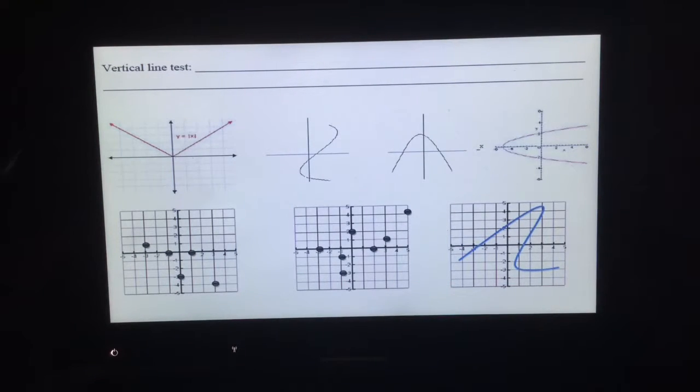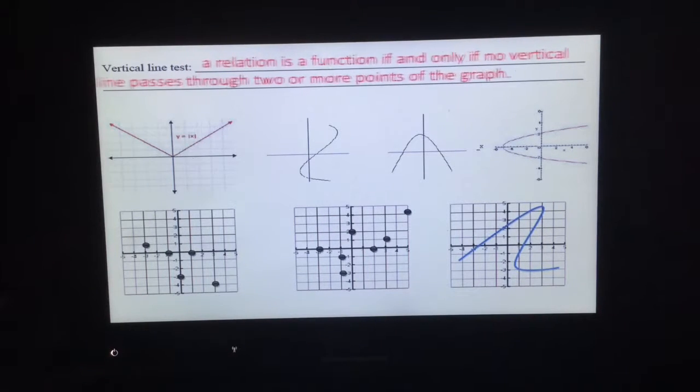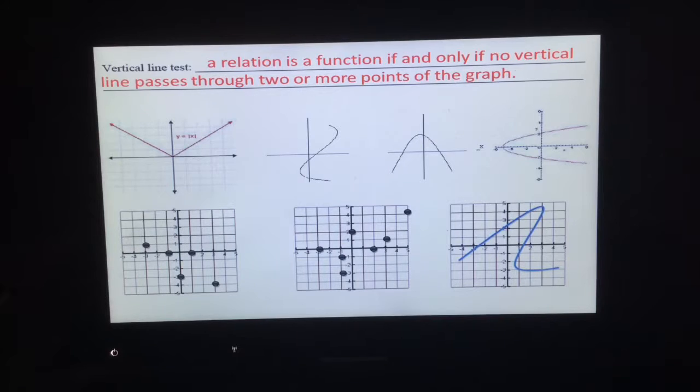All right, now for the vertical line test, let's go ahead and write down the definition of a vertical line test. A relation is a function if and only if no vertical line passes through 2 or more points on the graph. All right, so now vertical, again, vertical is up and down. Now what we're going to do is draw a vertical line and see how many times it hits this graph.